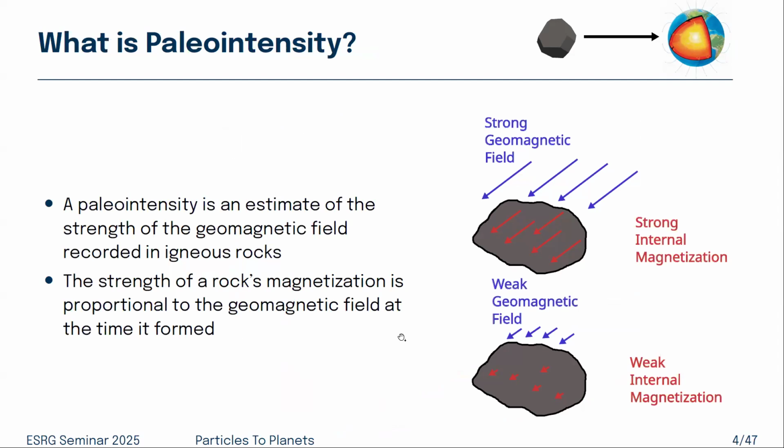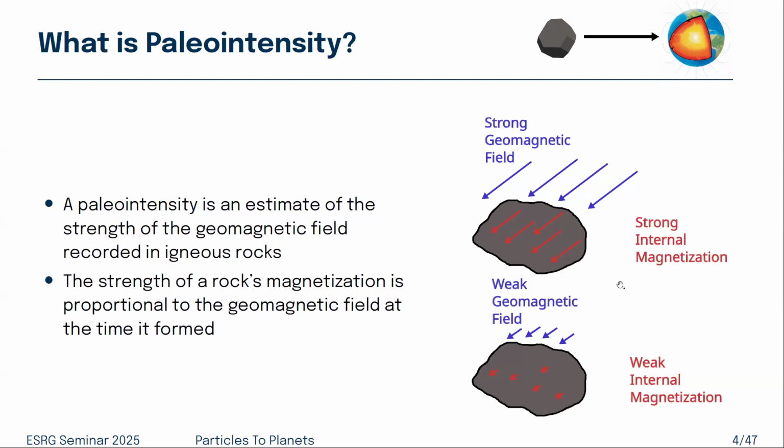Basically, when one of these rocks cools down, it obtains a magnetization that is, to first order, proportional to the field that it cools down in. So if you have a strong geomagnetic field at the time that the rock cools down, you get a strong internal magnetization. If you have a weak geomagnetic field, you have a weak internal magnetization.